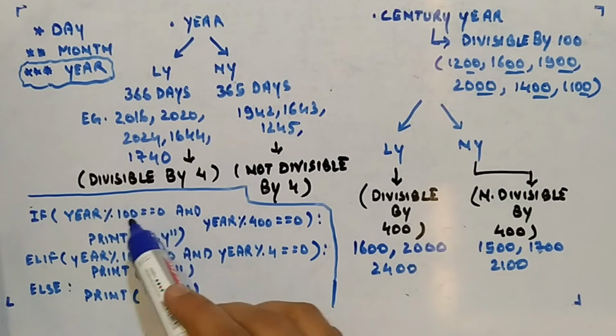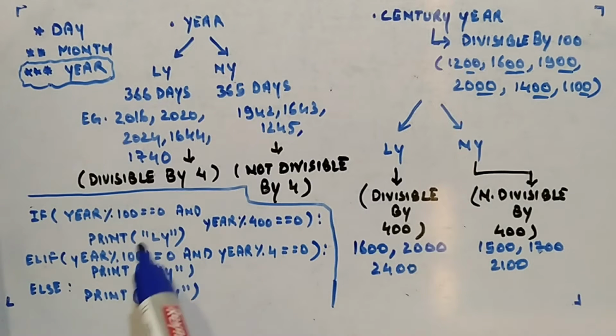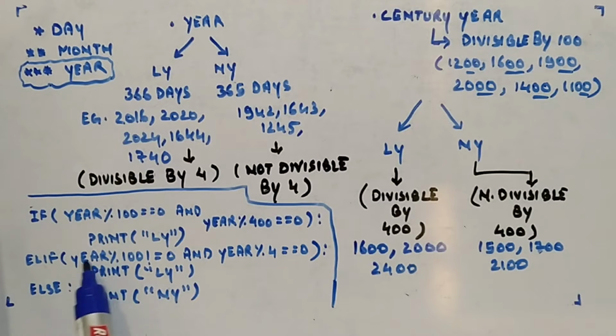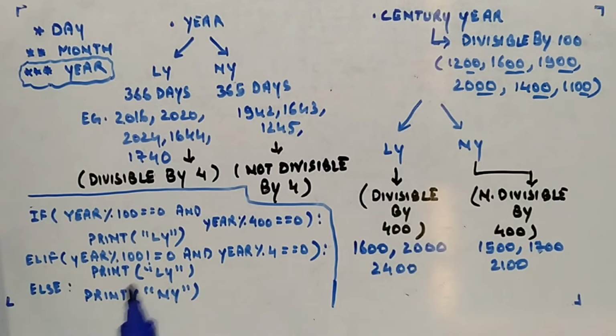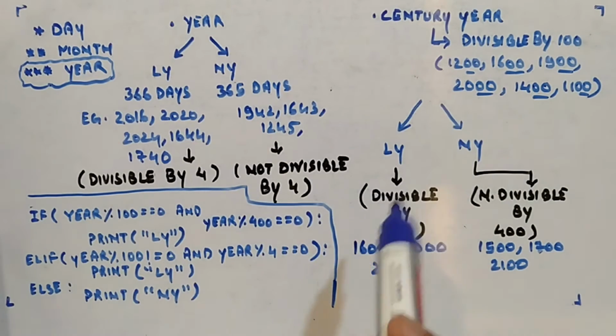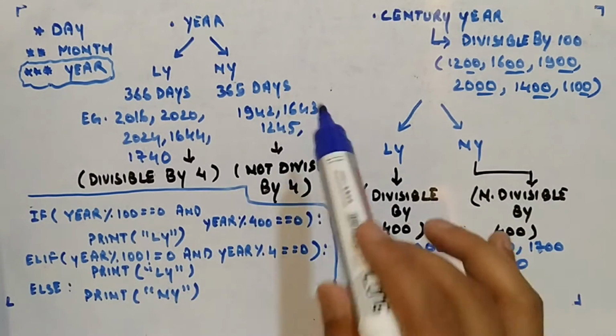Okay, so hopefully you can see how I have implemented this in 3-4 lines of code. Here we are checking whether it is a century year. If it is a century year, then check for divisibility by 400. If it is divisible, then print leap year. If the year is not divisible by 100, meaning it is not a century year, then check whether the year is divisible by 4 or not. If it is divisible by 4, then print leap year. Else, if there is any other case apart from these two, print normal year. That's how I have implemented it.